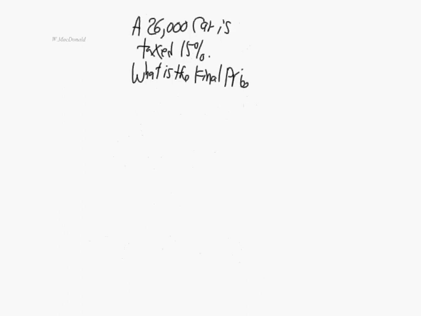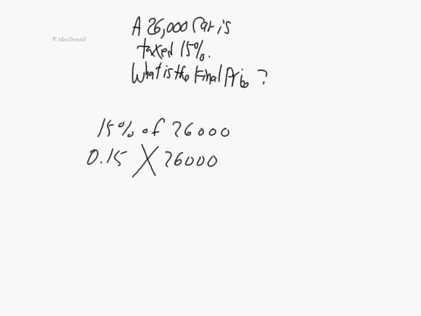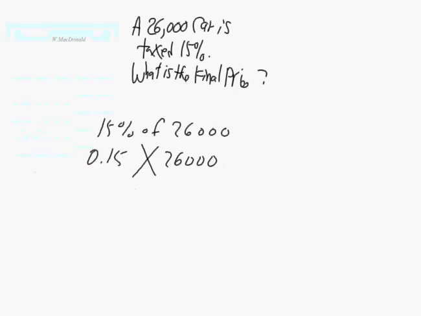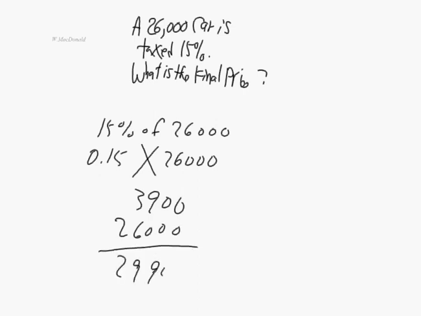The next question says a $26,000 car is taxed 15%. What is the final price? So 15% of $26,000. With a calculator, 15% of $26,000 is $3,900. So the amount of tax I need to pay on that $26,000 car is $3,900. Add that to your $26,000 car, and you get $29,900.